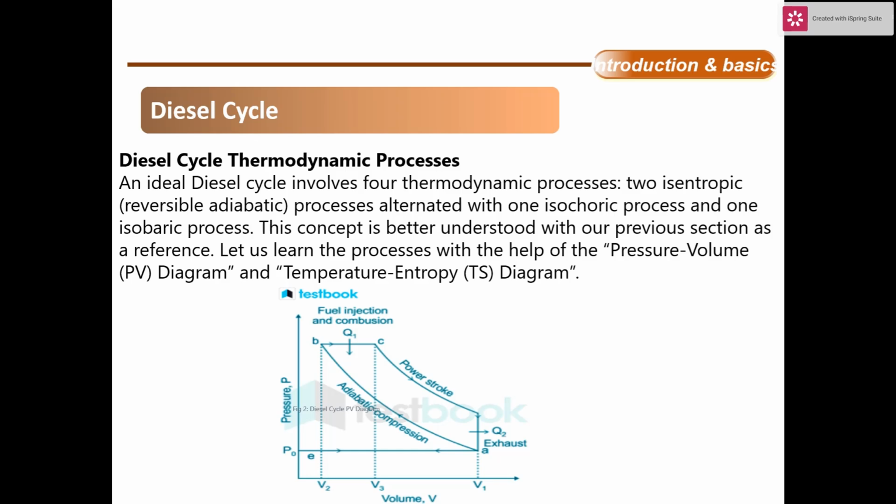Now, A to B is adiabatic compression. The compression is the second phase, in which the air that has been introduced into the cylinder is compressed. The piston is positioned at BDC. Throughout the compression operation, both the inlet and exhaust valves are closed. The piston moves from BDC to TDC during the stroke, increasing the pressure and temperature.